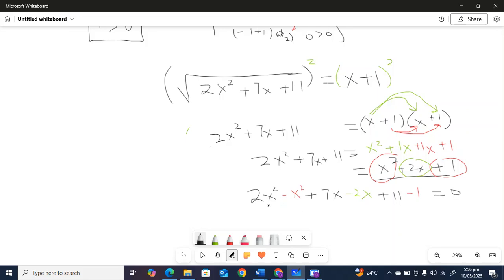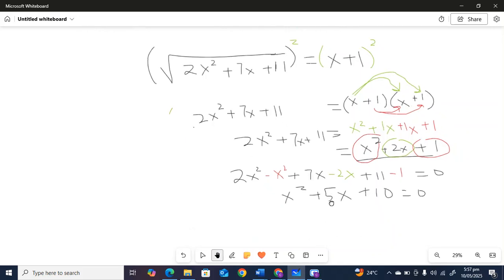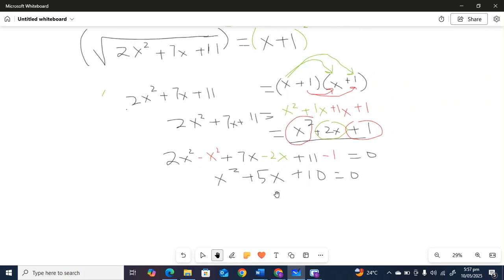Then you solve 2x squared minus x squared, that is x squared, plus 7x minus 2x, 5x, plus 11 minus 1, that is 10. Okay. x squared plus 5x plus 10 equals 0.